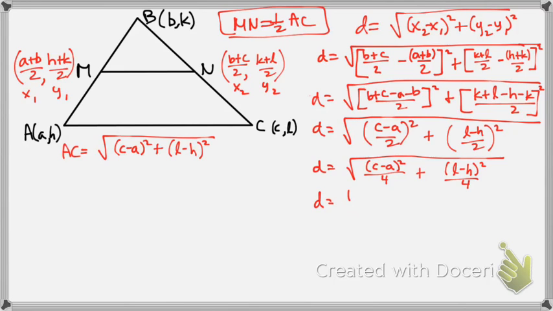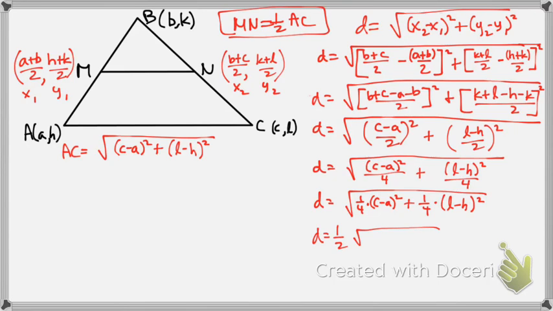So maybe I'll do this to show you a bit better where this is going. So this is really 1/4 times C minus A squared plus 1/4 times L minus H squared. Okay, that's where it comes from. We're basically getting ready to distribute out, or backwards distributive property, or factor. So once we take the square root of 1/4 and 1/4, we get 1/2, right? Goes on the outside. And we still keep our square root sign with our C minus A squared plus L minus H squared. So we're almost done now.